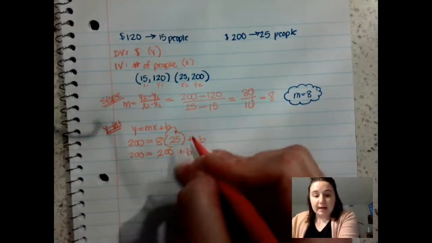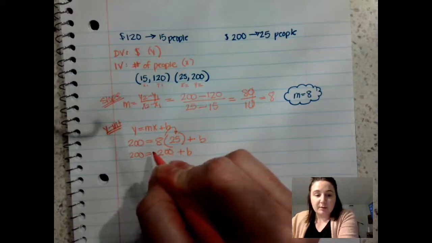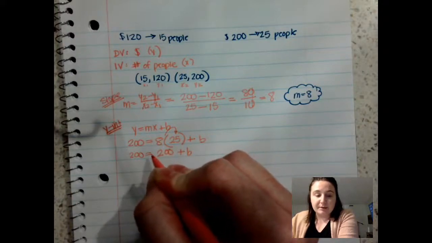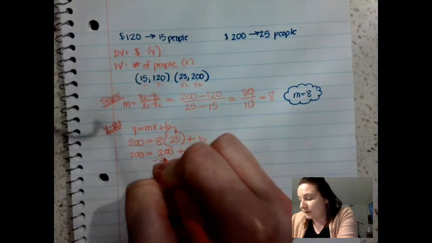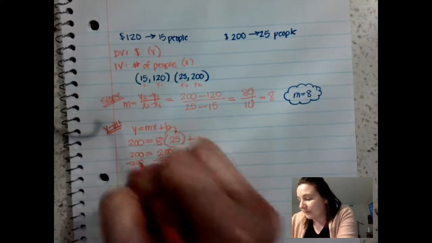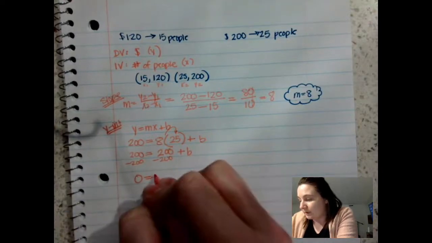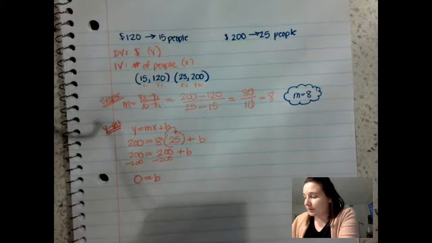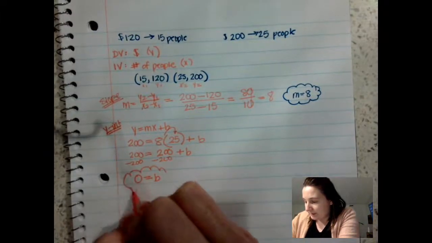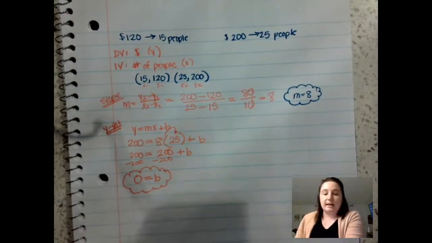And then we want to go ahead and get rid of this 200. We look at what's in front. If this is positive, we subtract. If it's negative, we add. So since this is a positive 200, we subtract. And we get 0 equals B. 0 is still a number, so don't get nervous. That's okay. But put this in a cloud. That's the second piece that you want.